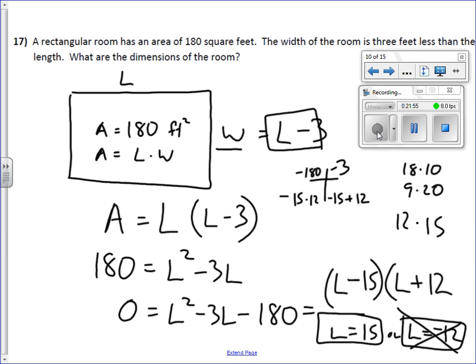So the length being 15, let's test that out. If the length is 15 and the width is 3 feet less than the length, that would cause the width to be 12, and 15 times 12 does come out to 180. Okay, so the width is 12, length is 15.